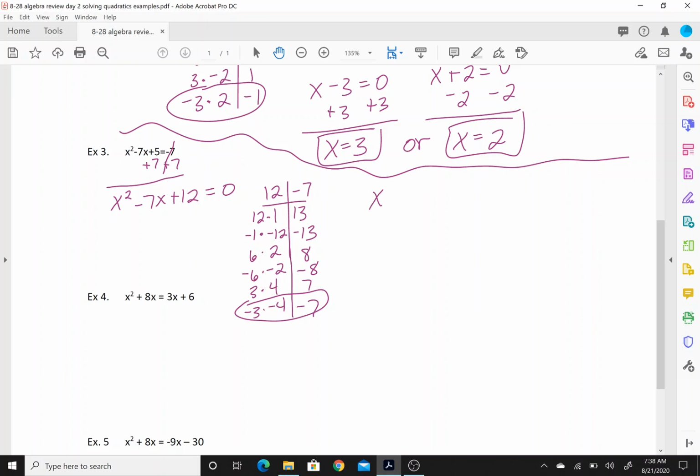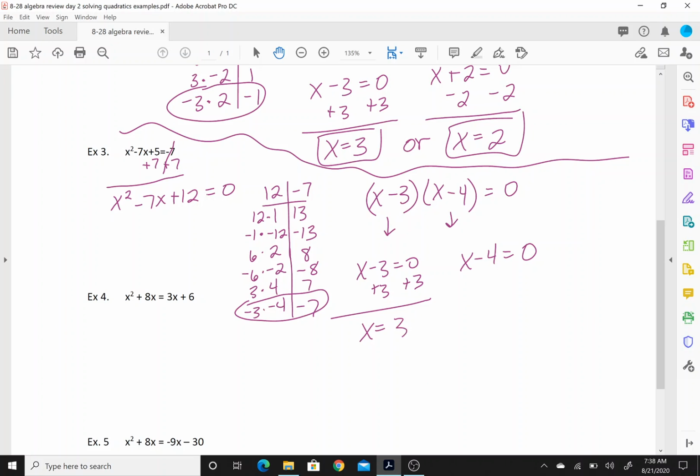So we have x minus 3 and x minus 4 is equal to 0. And again, solve each of these individually. Okay, add 3 to both sides. So x would be 3. Over here, we're going to add 4 to both sides to cancel out that -4. x would be 4. So we have our two zeros.